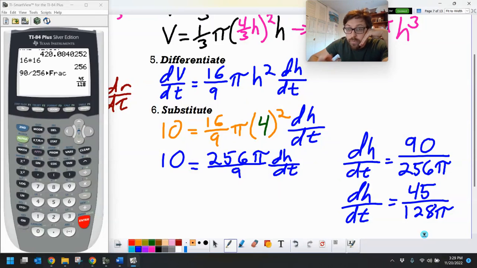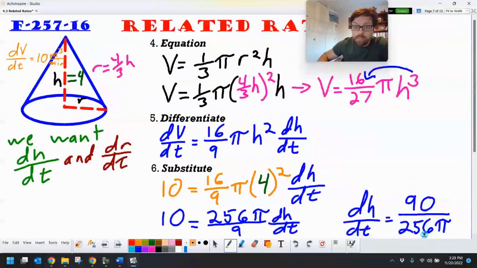Whatever. Okay, so there's our dh over dt. The thing that we still have to figure out, though, is we need to figure out what dr over dt is. So we need to do something with r. Well, hey, we actually did write a little equation that just has r and h in it. And now that we know what dh over dt is, we could use this thing to do this process one more time.